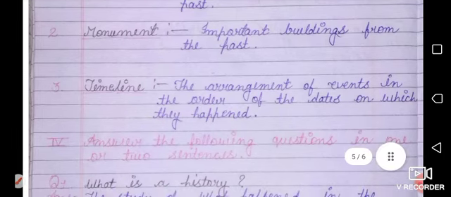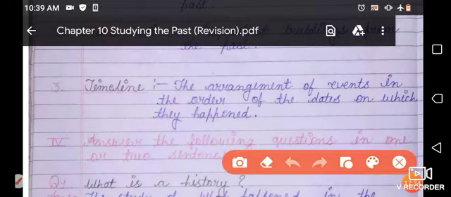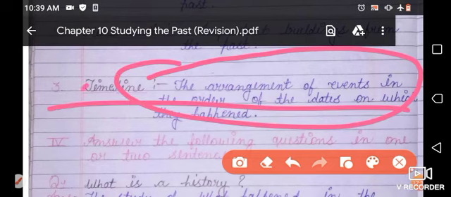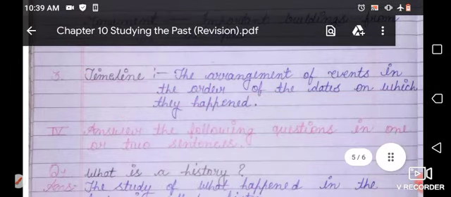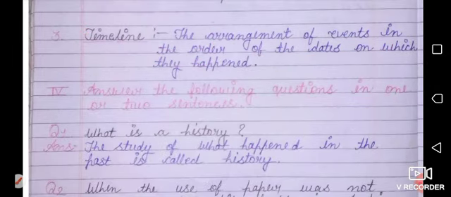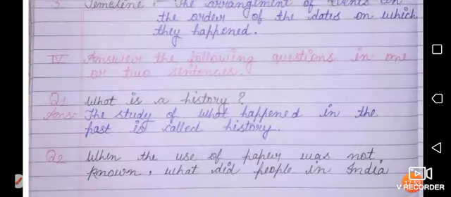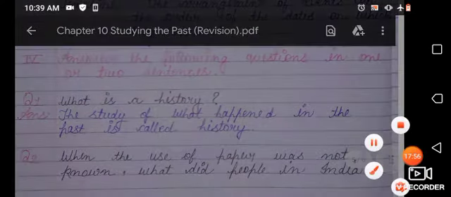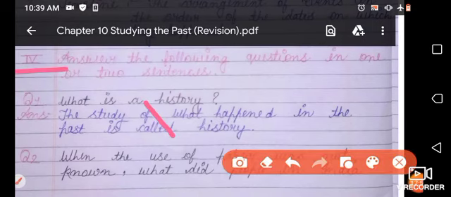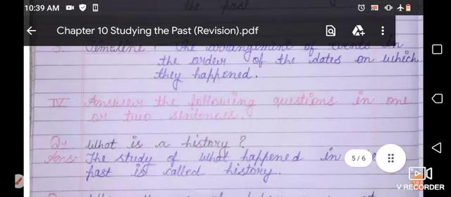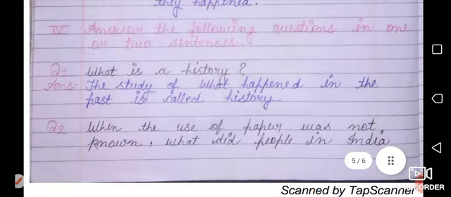Third one is timeline. So what is a timeline? A timeline is the arrangement of events in the order of the dates on which they happened. So when we arrange the events in order of dates when they happened, it's called a timeline. Let's move on to the next exercise, that is answer the following questions in one or two sentences. This is exercise number 4.